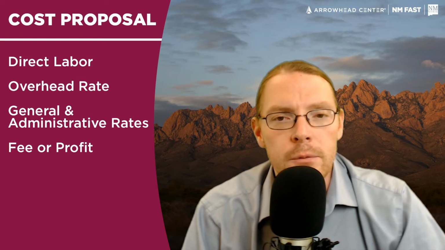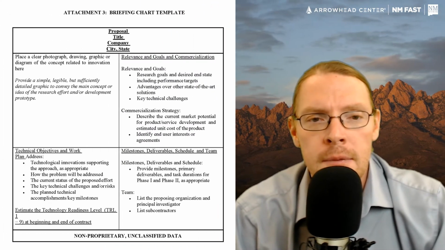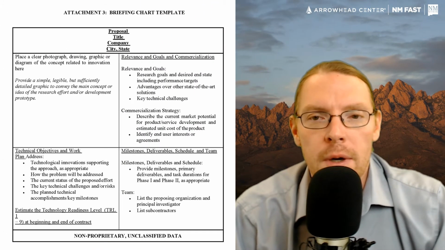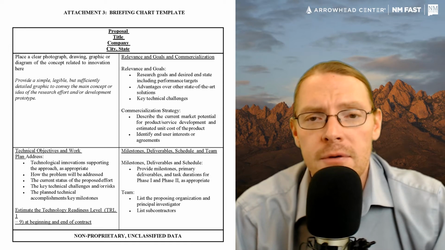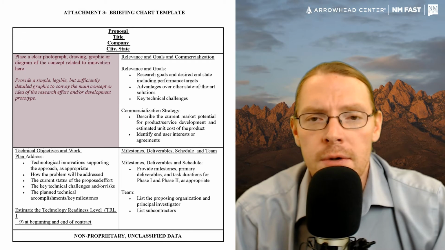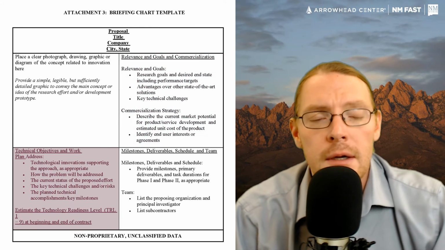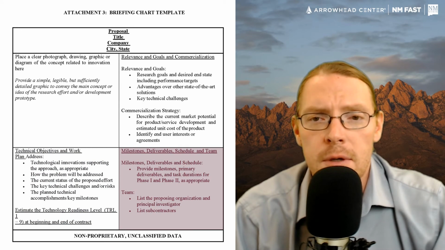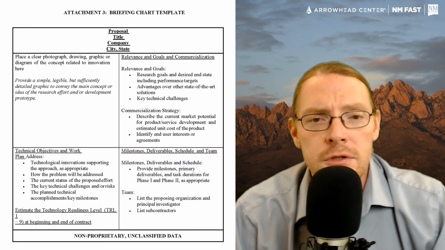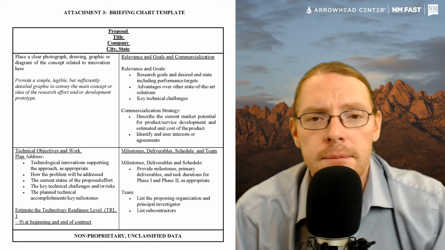The bulk of your proposal will come in the next 2 sections, your proposal upload and briefing chart. Your briefing chart is a 1-page quad chart, and a sample of this can be found in the solicitation. On this chart, you should have a picture or diagram of the concept you are proposing, the relevance of the product and the eventual commercialization strategy, the technical objectives and work plan, and the milestones and team overview. You must also ensure that all data on the chart is non-proprietary and unclassified.